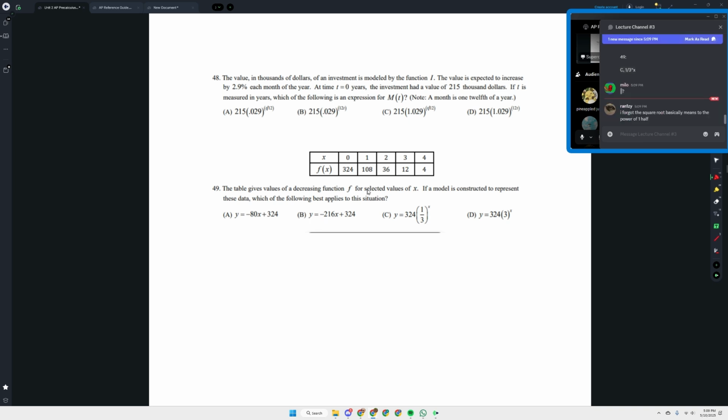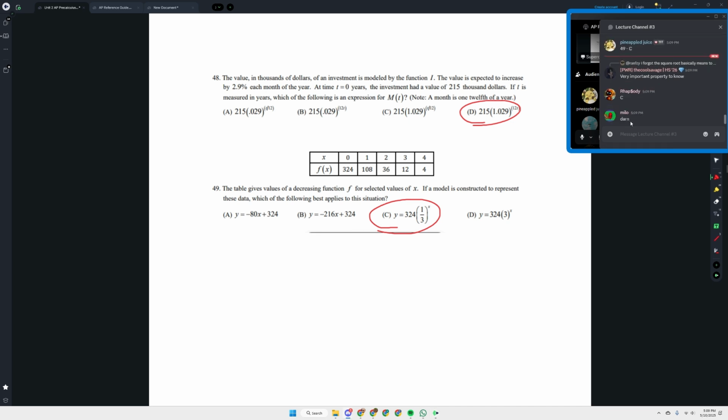Alright, 49. If square root is basically power to the 1/2. Yep. Alright, 48 is D, and 49 is C. Any questions on these two? Or why is it D instead of A? So we'll go over 48.